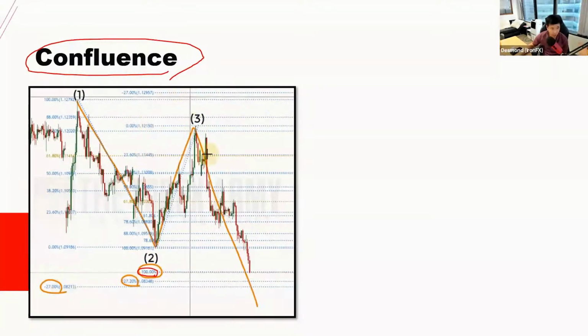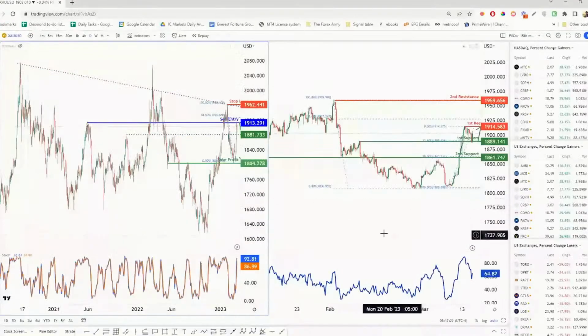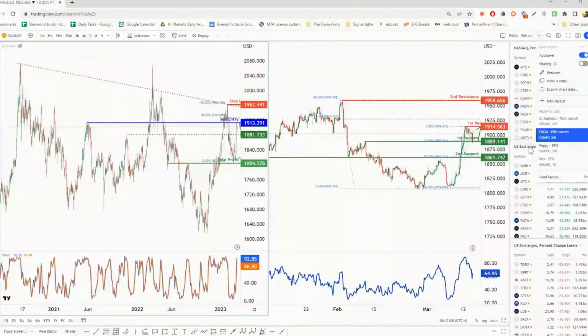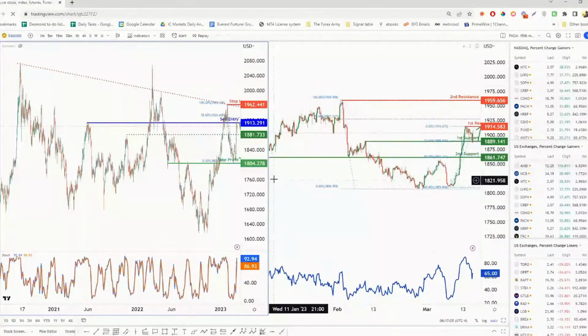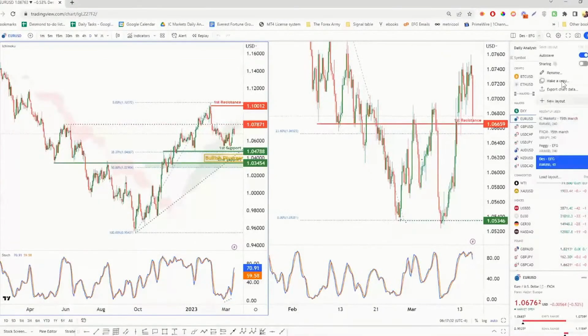I probably need to turn off my video over here just so that it doesn't mess with the charts. Sorry, just let me load this. Let me just make a copy.